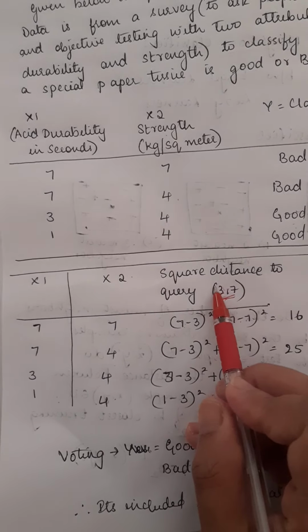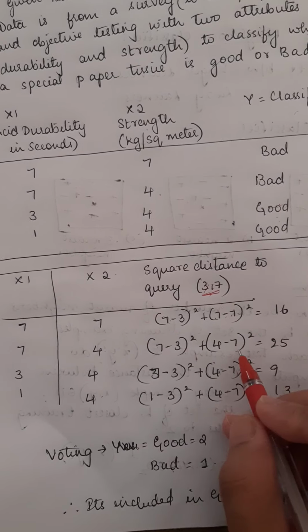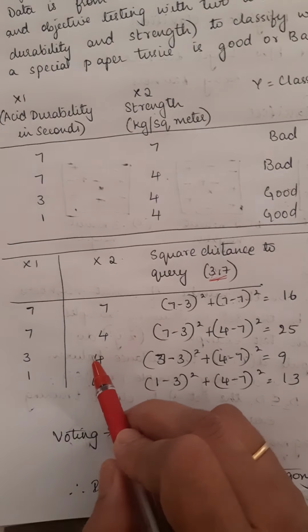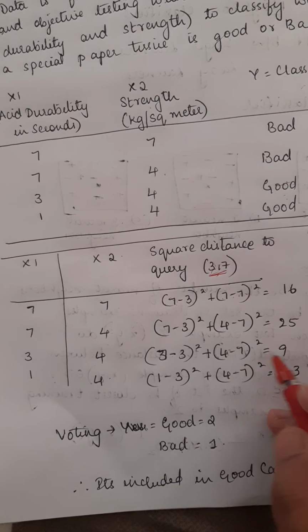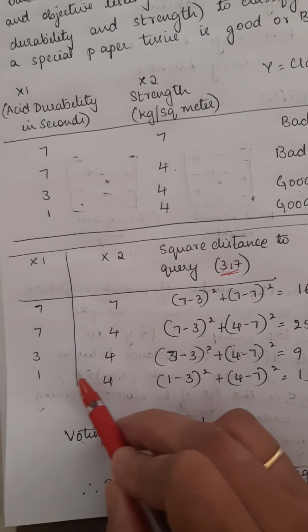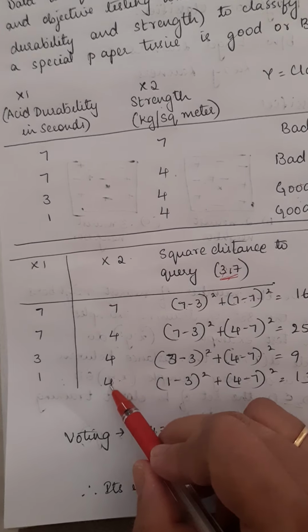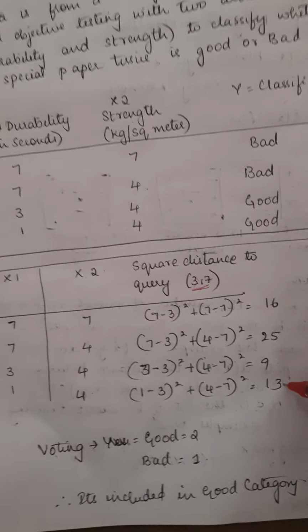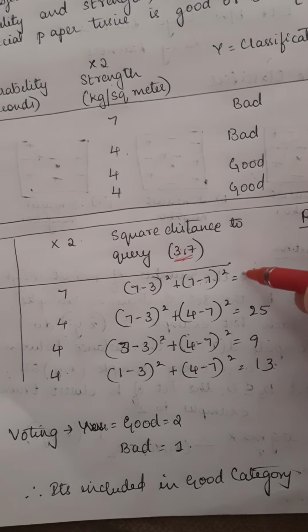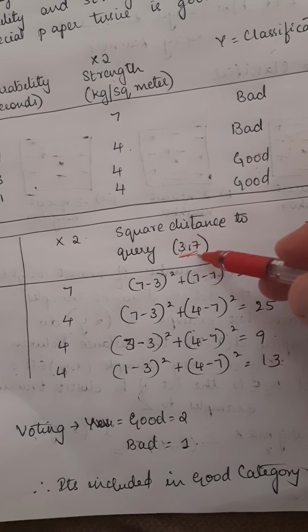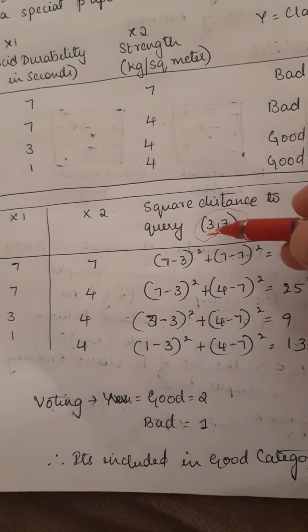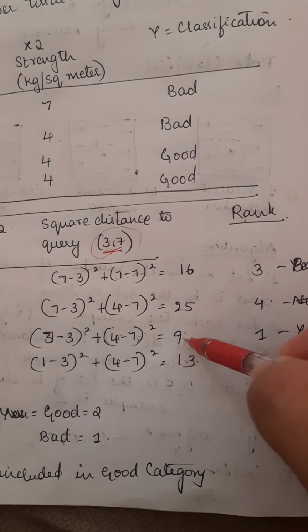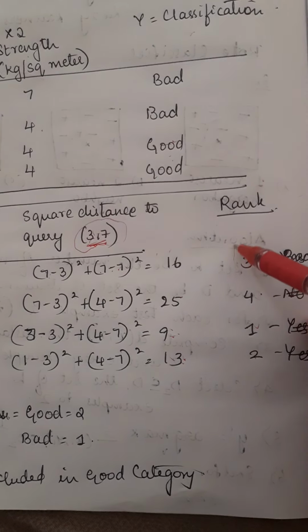Second record is 7 and 4. So 7 minus 3 whole squared plus 4 minus 7 whole squared, we get 25. Third record is 3 and 4. So 3 minus 3 whole squared plus 4 minus 7 whole squared, we get 9. Last record is 1 and 4. 1 minus 3 whole squared plus 4 minus 7 whole squared, we get 13. So I got 4 distances. All these 4 distances are from my test record, which is 3 and 7. Now I have to find out which one has the least distance. So I will give a priority to each one of them. This is the lowest, so it is priority 1, then second, then third, then fourth.